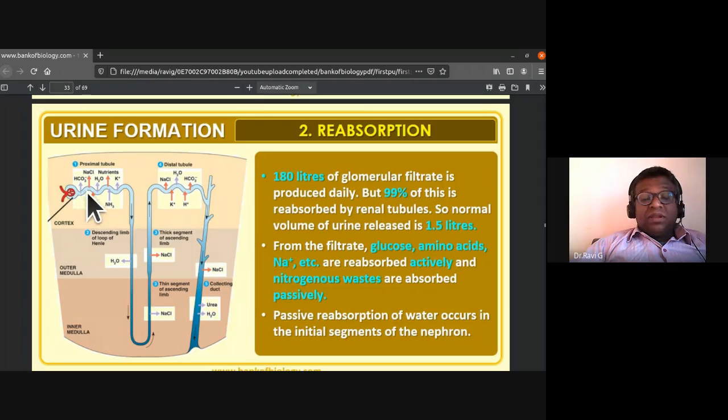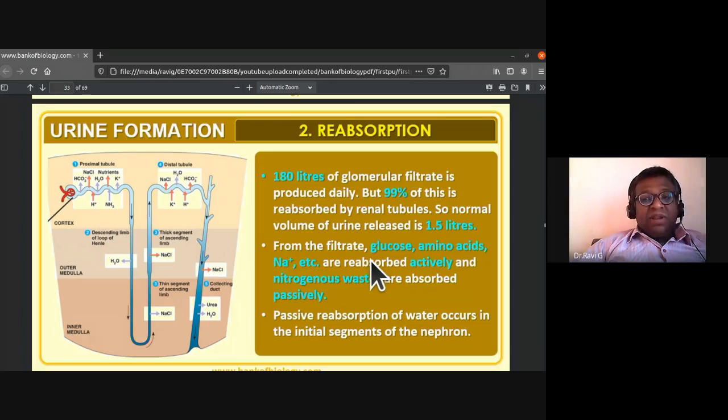Even though 180 liters of glomerular filtrate is produced daily, 99% of it is reabsorbed by the renal tubules, that is, the proximal convoluted tubule, Henle's loop, and the distal convoluted tubule. So the normal volume of urine released is only 1.5 liters.